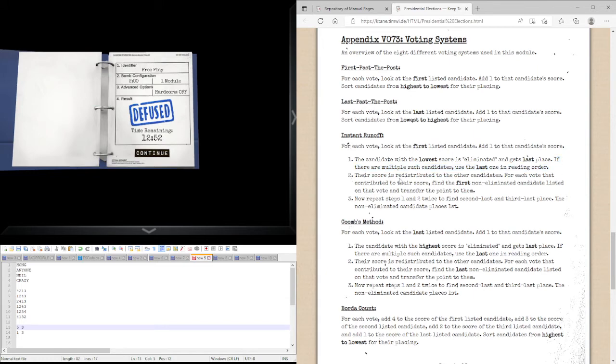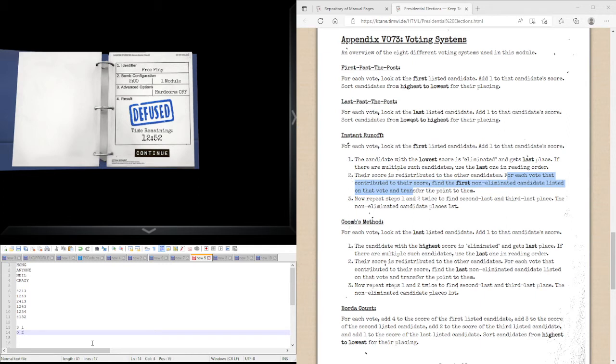In instant runoff, the first one is generally going to be 0 or 1. For each vote that contributes to their score, find the first non-eliminated candidate listed on that vote. So say if we had this as our instant runoff one, we will look at the first listed candidate and add 1 to each of their scores. So that will be 3 for 1. That will be 1 for 2. None for 3, and 1 for 4.